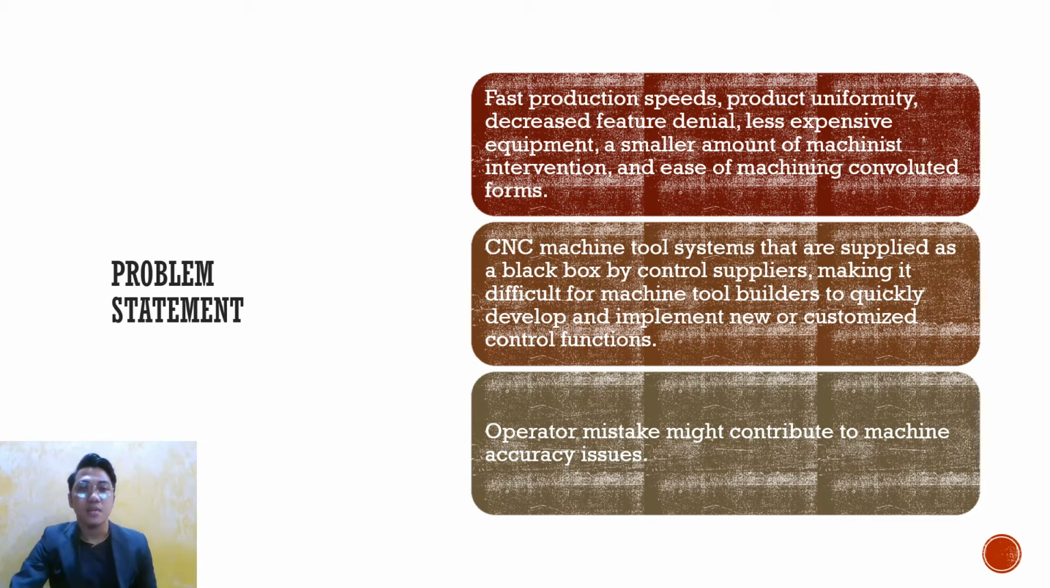Third, workers might still press the wrong buttons, create incorrect orientation, and misplace a piece on a jig. Operator mistakes might contribute to machine accuracy issues.